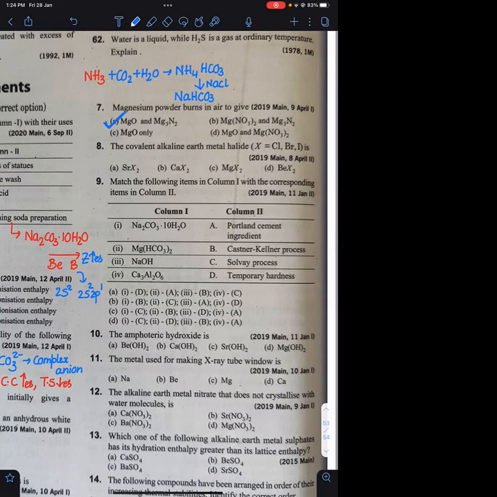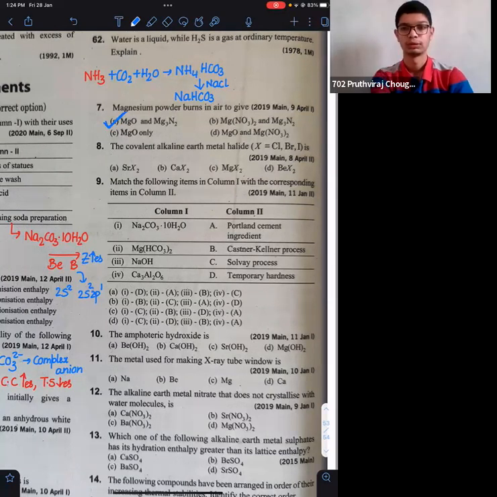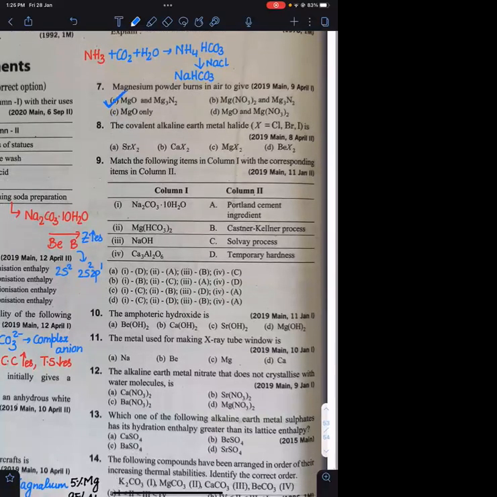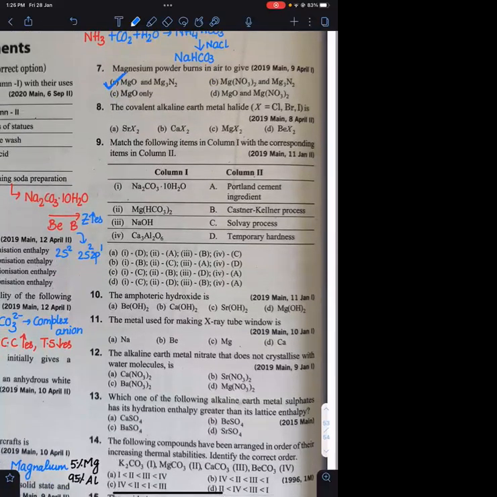And down the group, what happens to the ease of formation of nitride? It decreases. Why does it decrease? Because nitride being small, as the size of the cation increases, the stability decreases. Because of that, down the group, the ease of formation of nitride decreases. Okay, good.